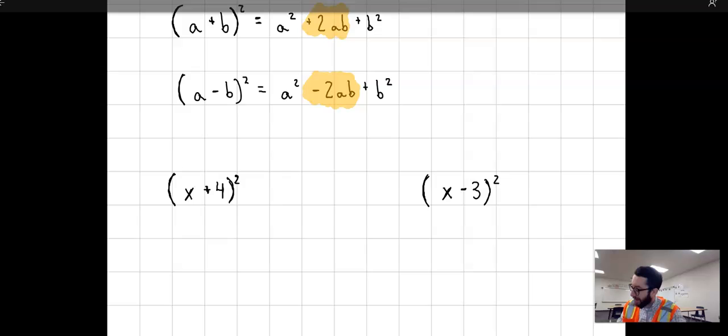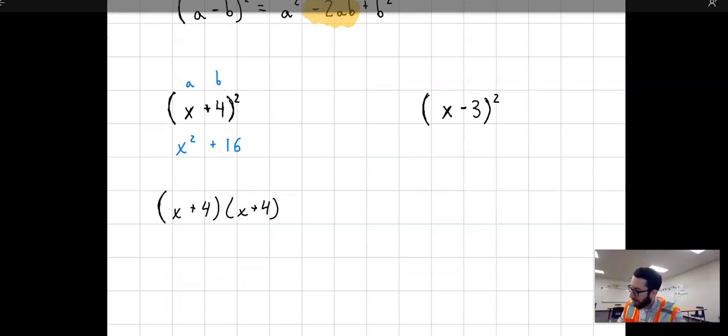So with this one that says x plus 4 squared, the biggest mistake my students make is they go, well, x squared is x squared, plus 4 squared is 16, and they leave their answer as that. Because x is your a value and 4 is your b value. Well, that's not correct. When you square something, you multiply it by itself. So this is x plus 4 times x plus 4.